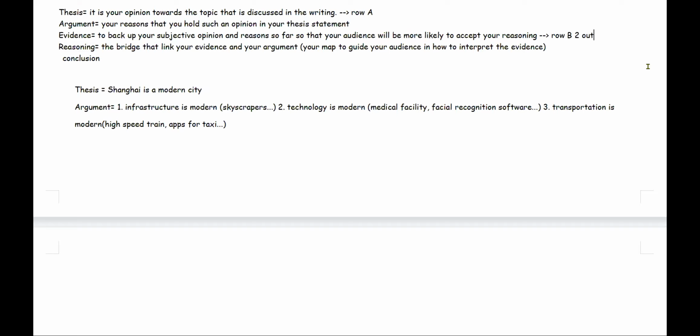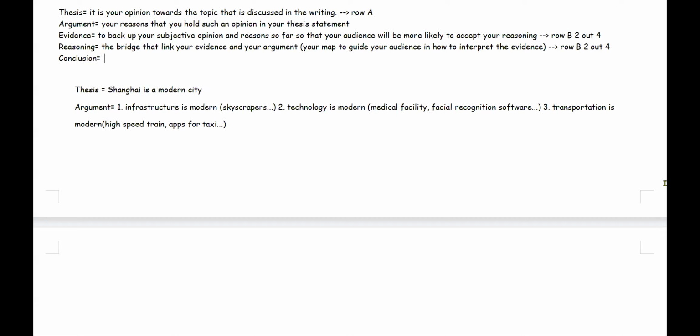So your row B, 2 out of 4, all right? And the reasoning is another row B. That's another 2 out of 4. All right. Conclusion is optional. Sorry to say that, but conclusion is optional in the AP exam. But if we do have time to write a conclusion, what do we do in the conclusion?